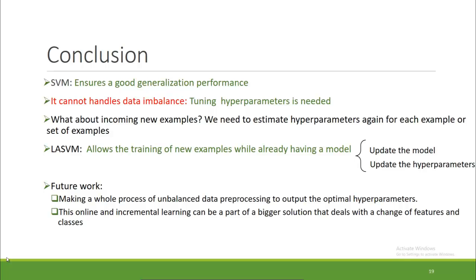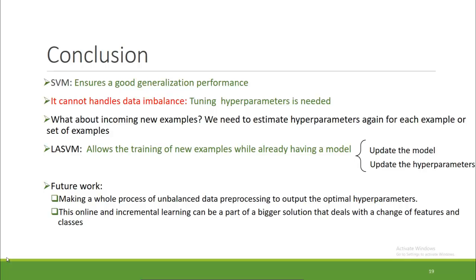Now, to conclude, the SVM is known for its good generalization performance, and it can learn with a low number of training examples, but on the other hand, it cannot handle data imbalance. That is why tuning hyperparameters is needed to increase the algorithm's relevance. Nevertheless, SVM works in batch mode, which means that once the training phase is done, the parameters can no longer be changed with the generated model.